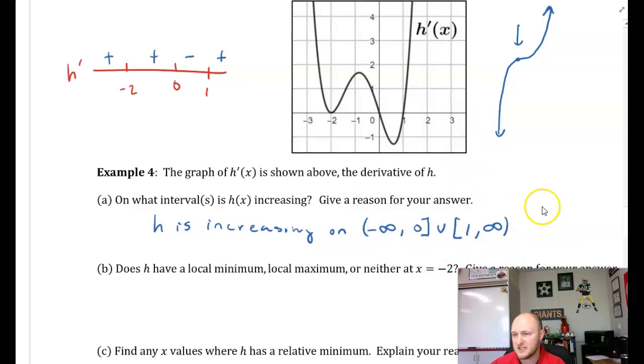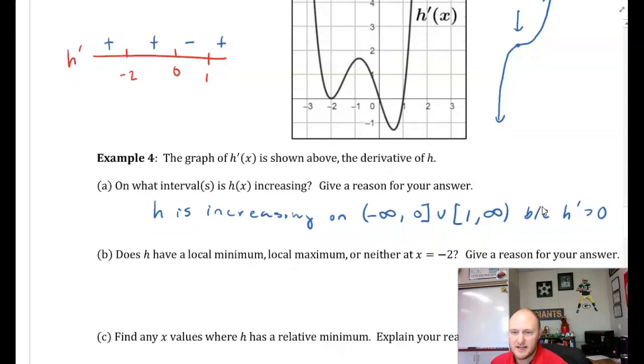And they say, give a reason for our answer. Why? Well, because h prime is greater than 0. There you go. H prime is positive. That's how I know. Next, part B.